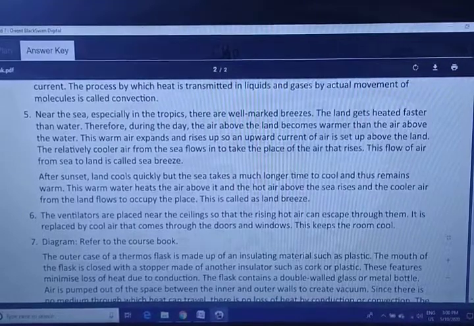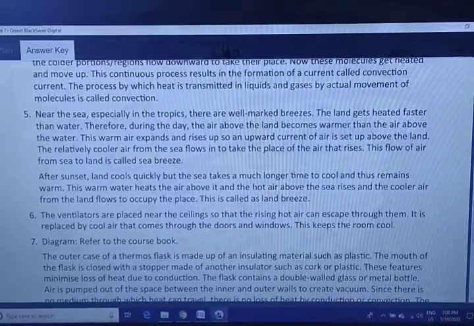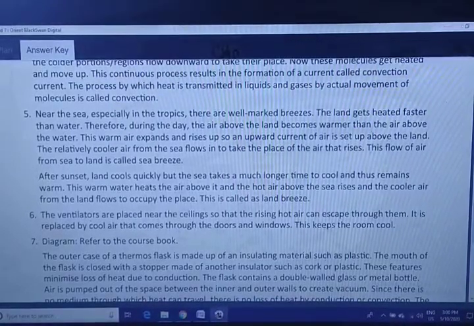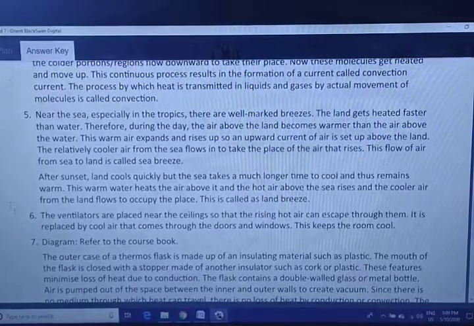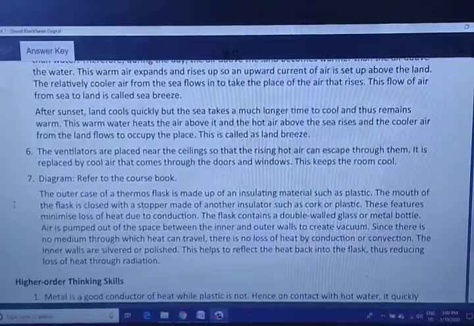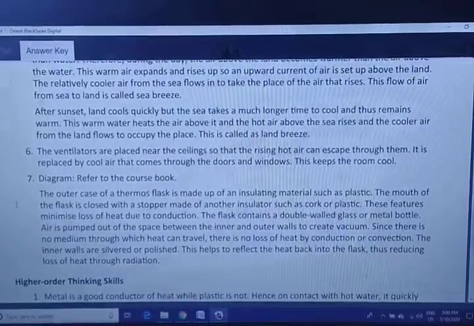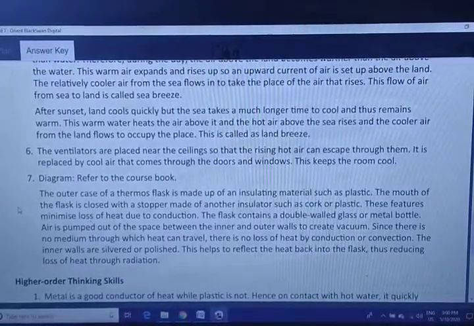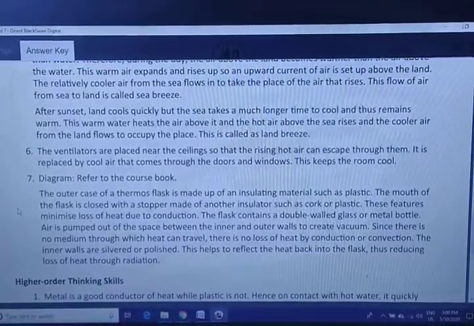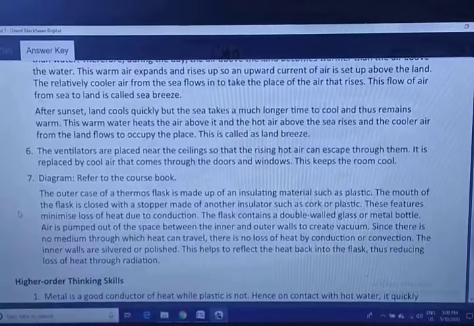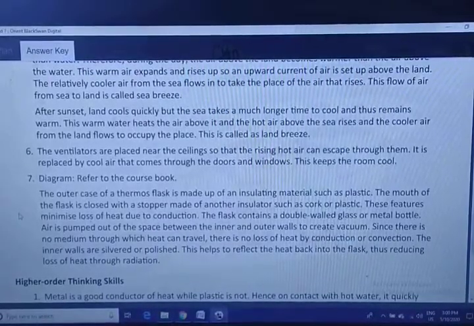Now next question: why is it good to have ventilators at the top of the wall? Very, very, very important. The ventilators are placed near the ceilings so that the rising hot air can escape from the house through them. It is replaced by the cool air that comes through the doors and windows. This keeps the room cool.